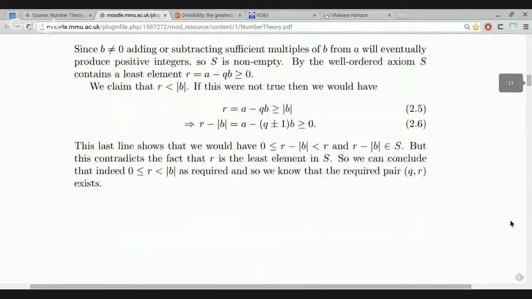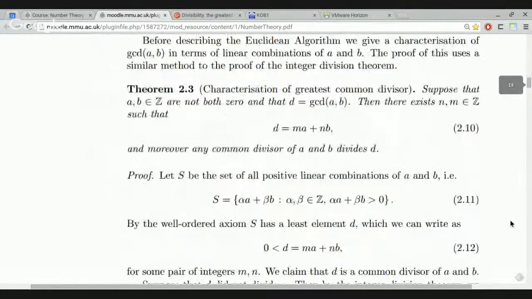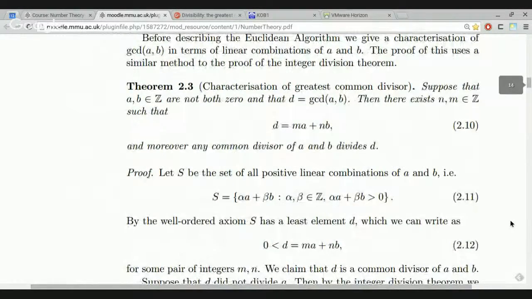So coming back to this theorem, which we're going to prove now, once we know that the greatest common divisor of two numbers can always be written as a linear combination of them, that means that any other common divisor of a and b, not necessarily the greatest one, must also divide that number d as well. Divide that greatest common divisor.